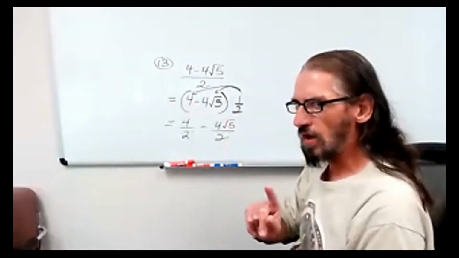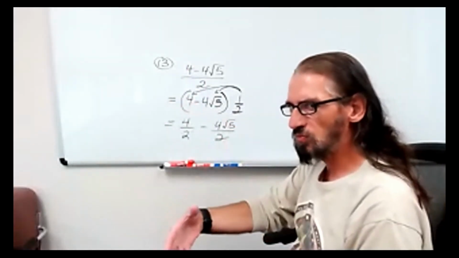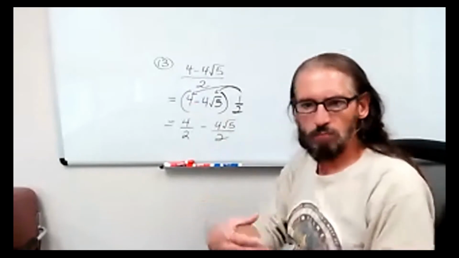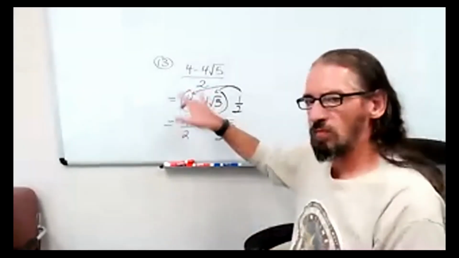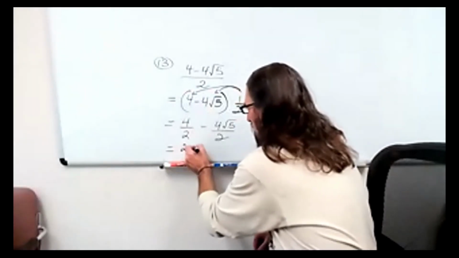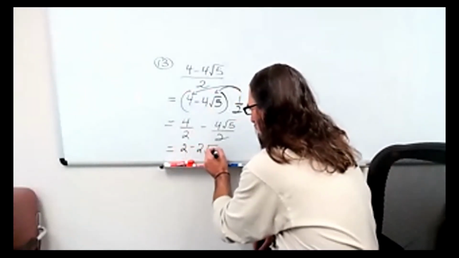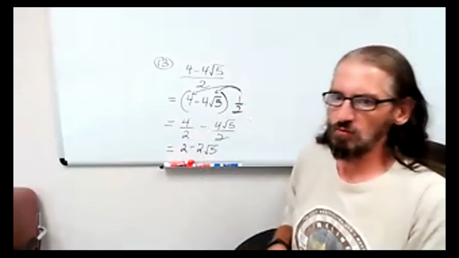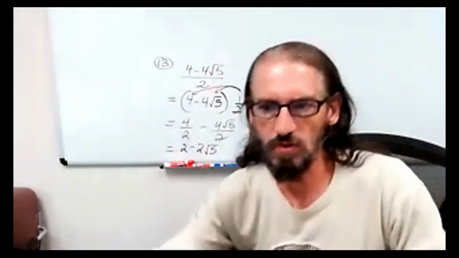We could not do that in the previous examples because we were dividing by binomials. Here it's a monomial, single term. And so we can reduce this to 2 minus 2 square root of 5. Looks a lot nicer than what we started with.